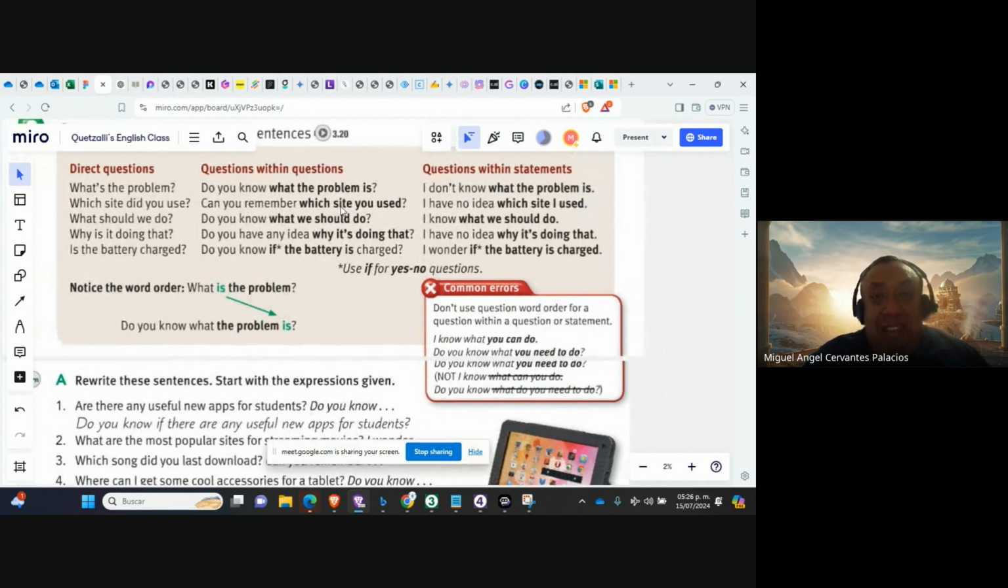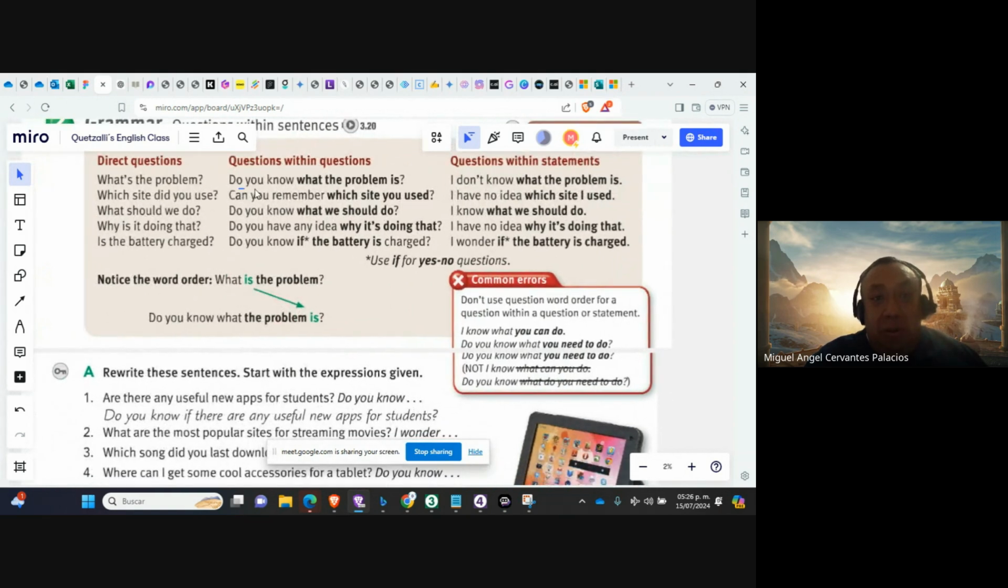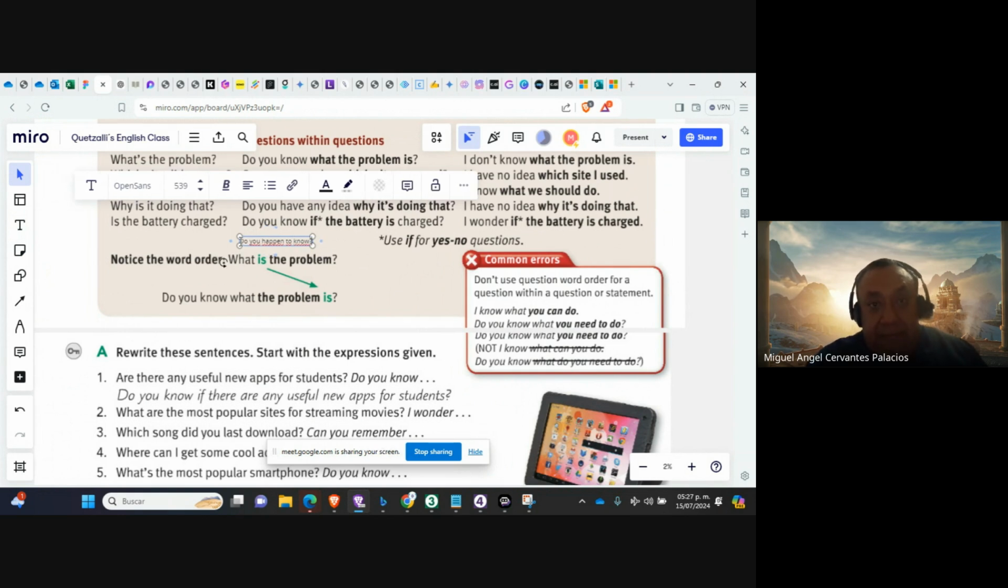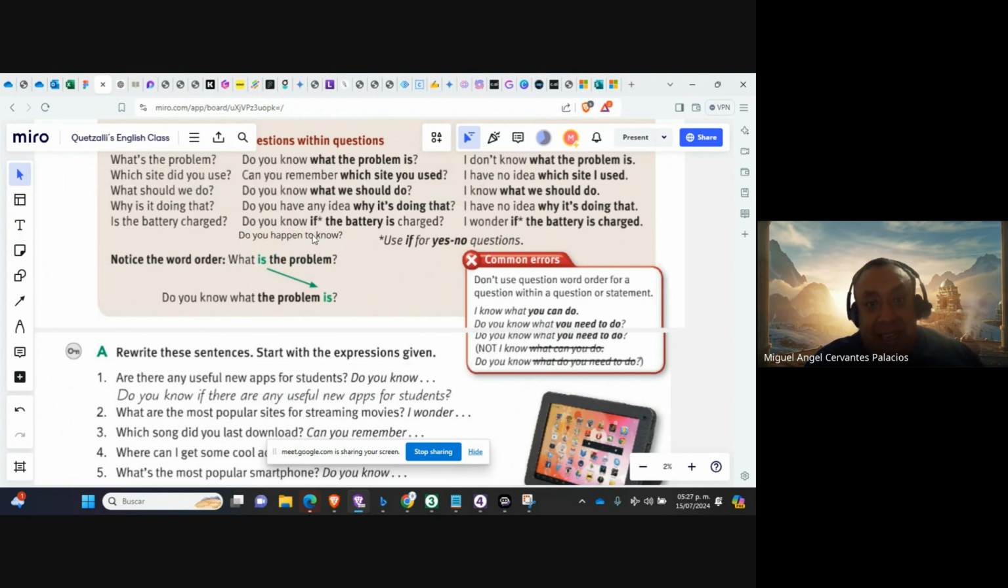Always, we need a starter, like, for example, do you know, can you remember, do you have an idea? Voy a poner aquí otro más: do you happen to know? De casualidad, ¿sabes? Do you happen to know?